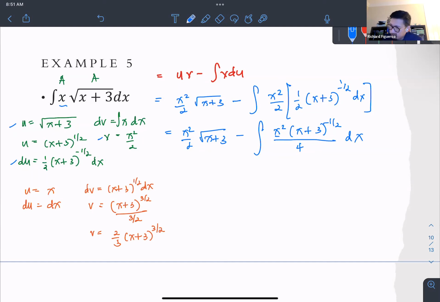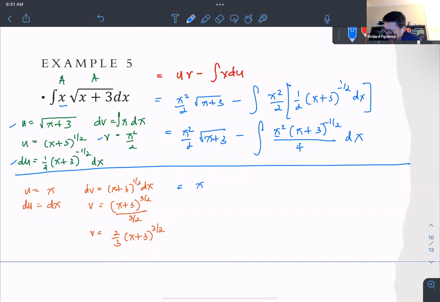So doing that, kung ipa-follow natin yung formula, so uv, which is x, and ang v natin, it's 2/3 x plus 3 raised to 3 all over 2. So u natin, it's x. Okay, so this is our u. And then ang v natin is this one, 2/3 x plus 3 raised to 3 over 2. Then minus v du. So v natin, it's 2/3 x plus 3 raised to 3 all over 2. And then du natin, it's dx.